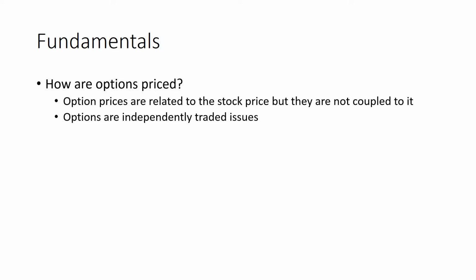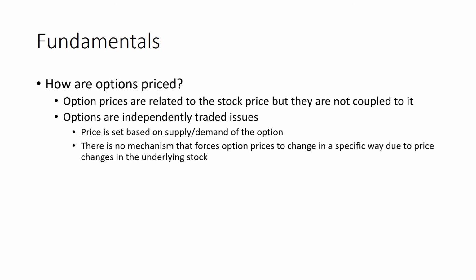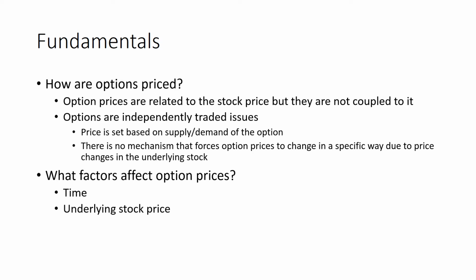They're not set. There's no other mechanism that forces the option prices to change in a specific way. It means that they're set based on the supply and demand of the option and not based solely on the price of the stock. So I think this is about the most important factor we have here, is that they are independent of the stock price. So what factors affect the option prices? Well, obviously time, how much time you have until expiration, what the underlying stock price is, and the anticipated movement of the stock. So these affect option prices, but they don't determine the option price.